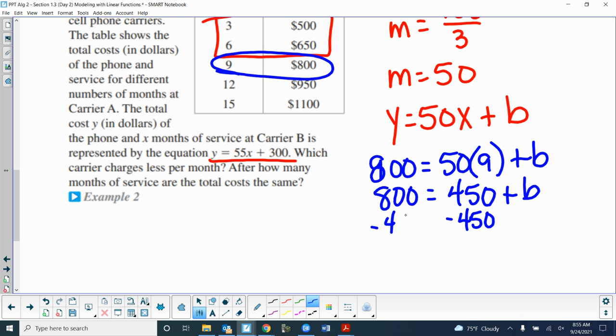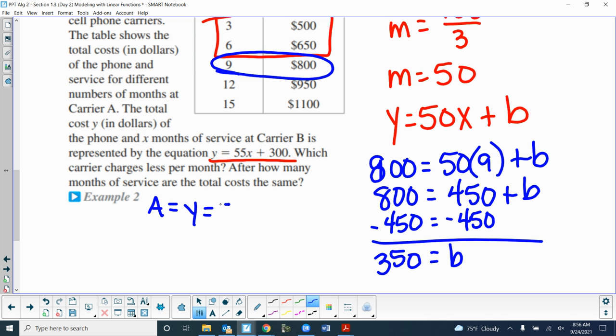Well, you got it in front of you. What's the answer? 350. Thank you. Okay? So our equation for carrier A was y equals 50x, right there. And then we figured out B to be 350. Carrier B they gave us, right here, y equals 55x plus 300.